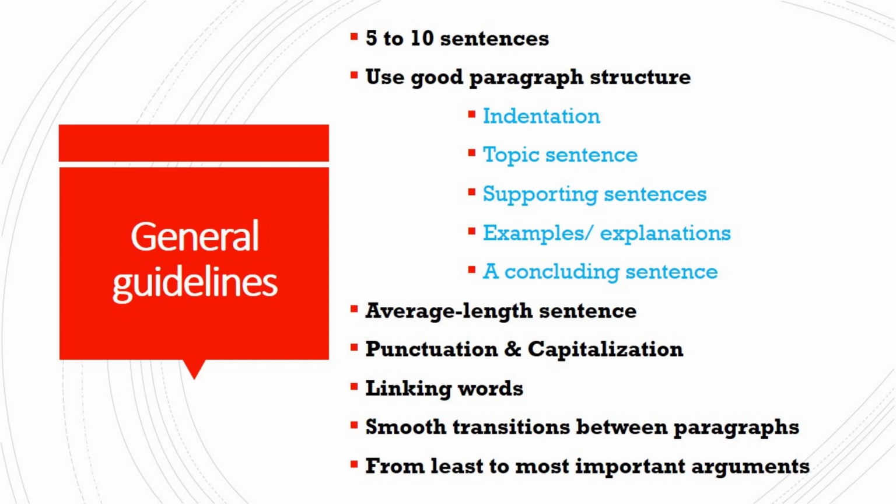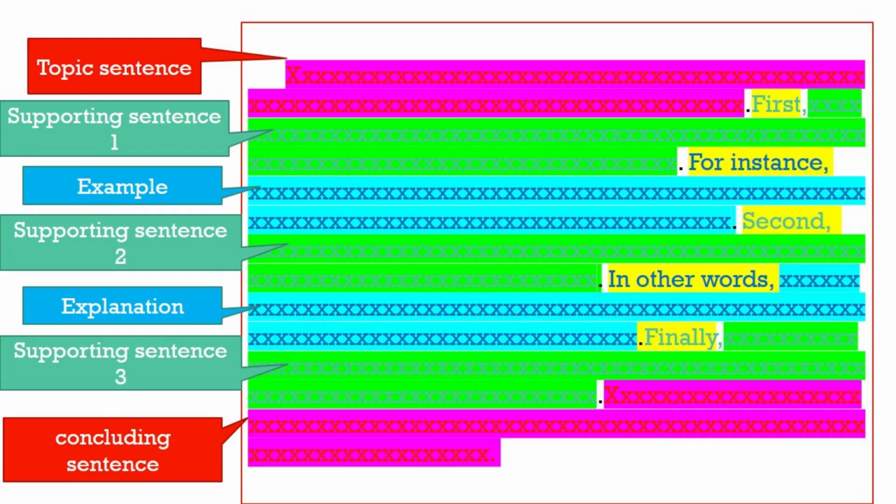You always need to start from the least important argument and finish with the most important argument, not the opposite. A paragraph contains a topic sentence which is followed by the first supporting sentence. This first supporting sentence contains the least important argument of this paragraph. Then it is followed by an example or an explanation. Then it is followed by a second supporting sentence, which in turn is followed by an example or an explanation. The third supporting sentence presents the strongest argument or the most important argument of the paragraph. Then we have a concluding sentence.